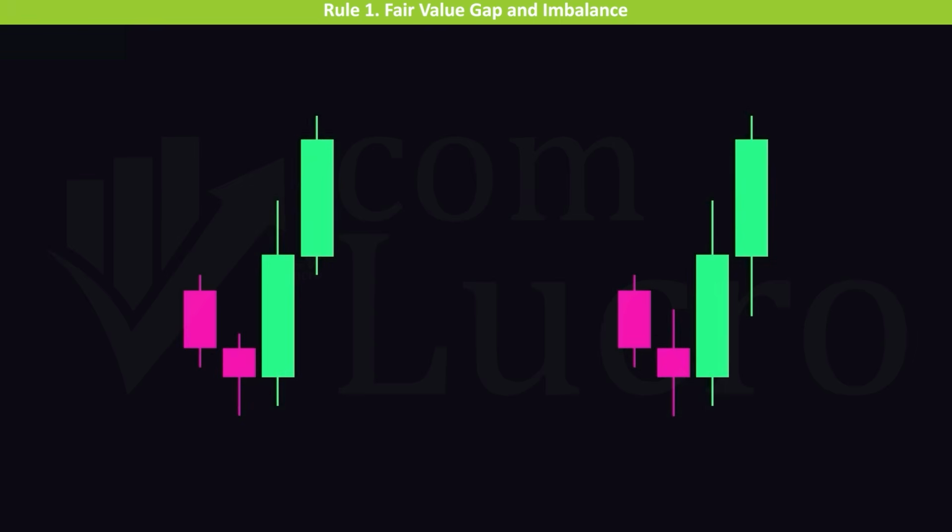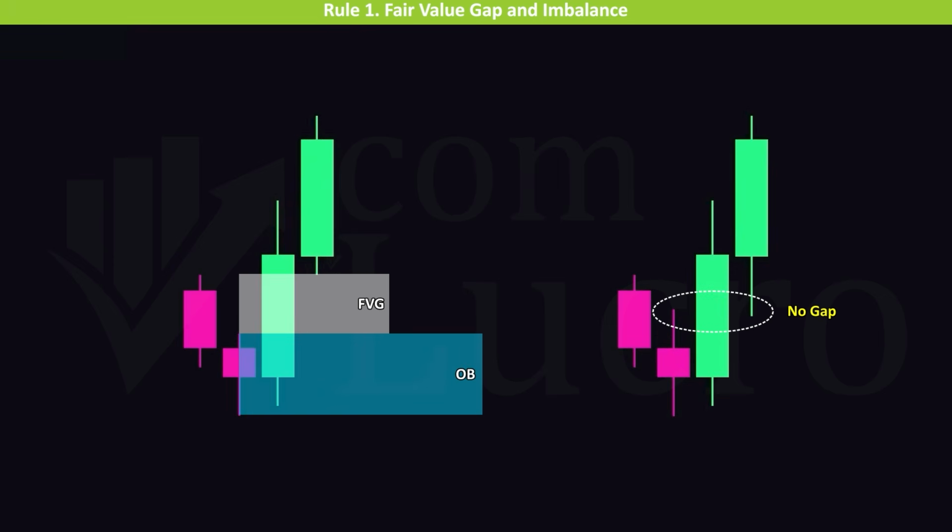Here we have 2 price movements that appear very similar at first glance, as both move strongly to the upside. The difference becomes clear when we look closer. The example on the left shows a gap between the upper wick of the first candle and the lower wick of the third candle. In the example on the right, no such gap exists because the wicks overlap with the candle body. This gap is what defines inefficiency or imbalance. Even though both moves are strong, only the left example qualifies as a valid order block.